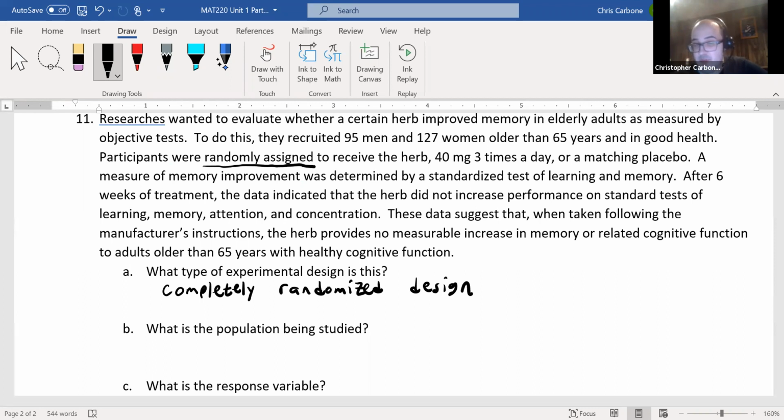Part B wants to know the population being studied. Well, specifically the specified men and women older than 65 years and in good health. So this would be adults in general. Adults 65 years old or older in good health.